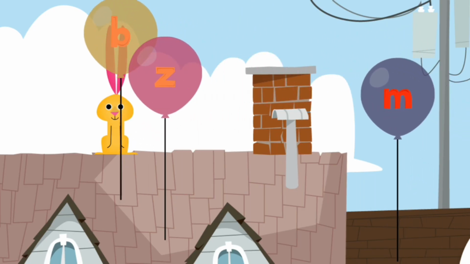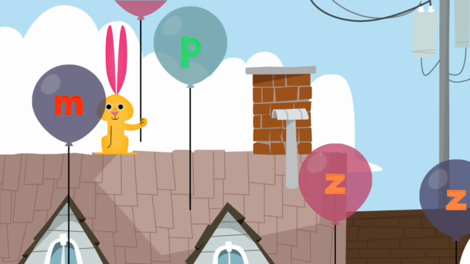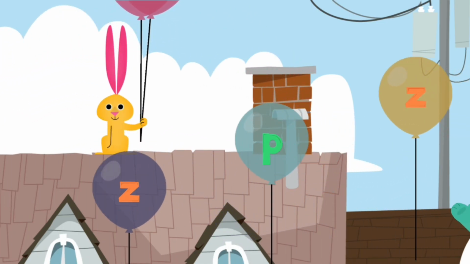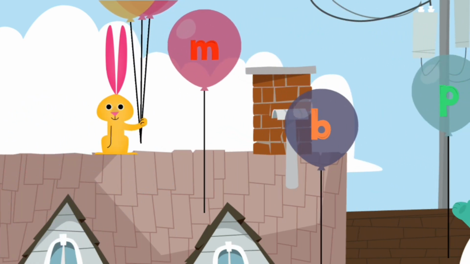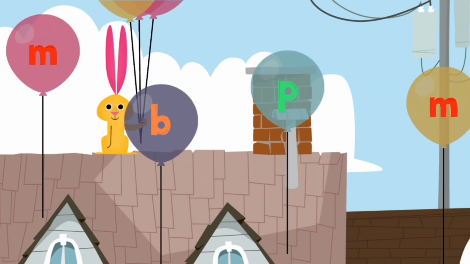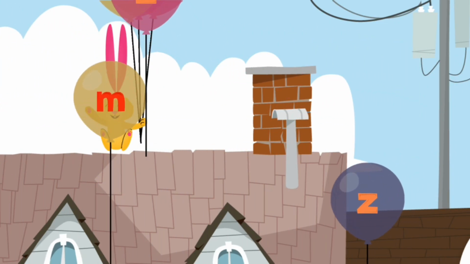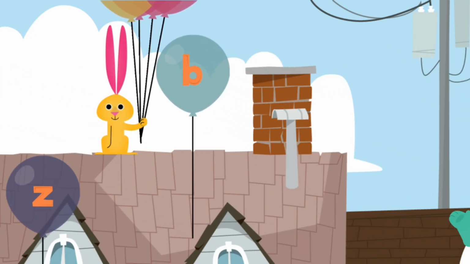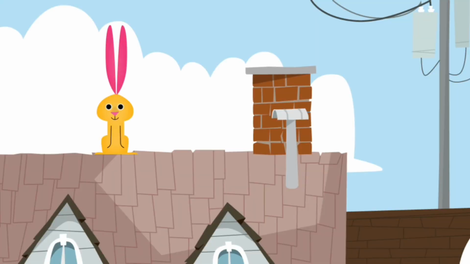Z. Woohoo! Good work! You dragged the letter Z to the rabbit. Drag the letter Q to the rabbit.